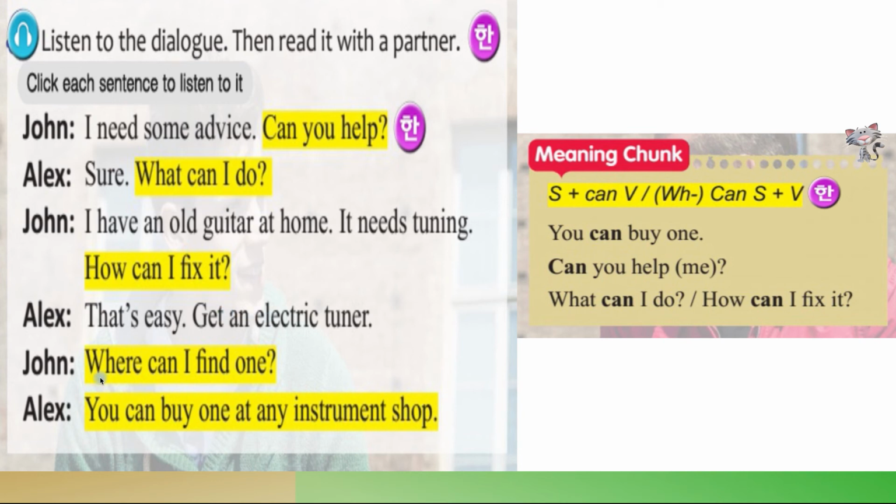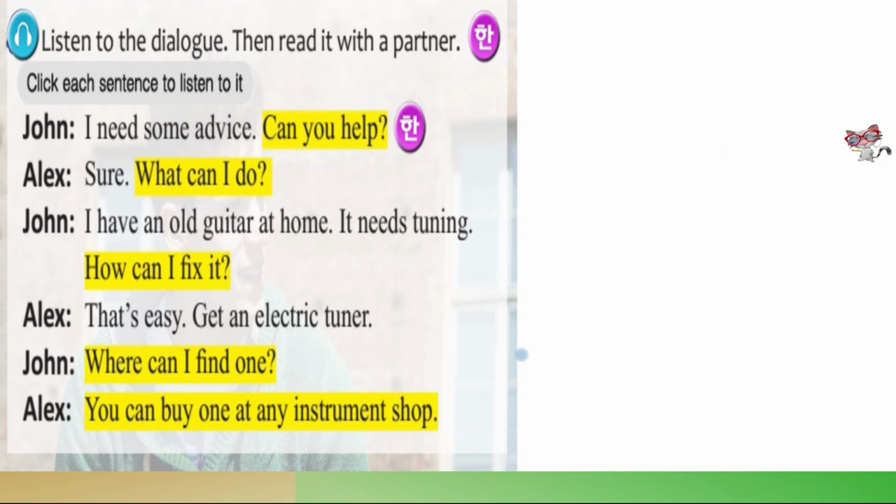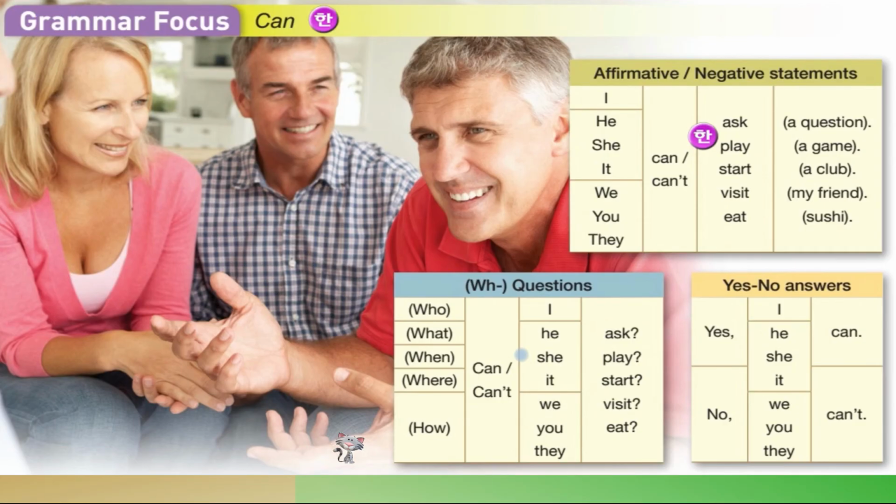That's easy, get an electric one. Where can I find? Find is the main verb. And here, as we said, you can buy. Buy is the main verb. So there's always a main verb. Modal auxiliary verbs do not work by themselves. Right? They always need something to go with them, because they are helping the main verb's meaning.